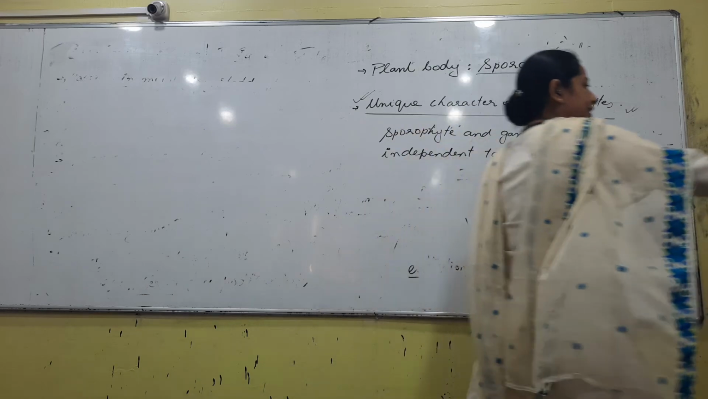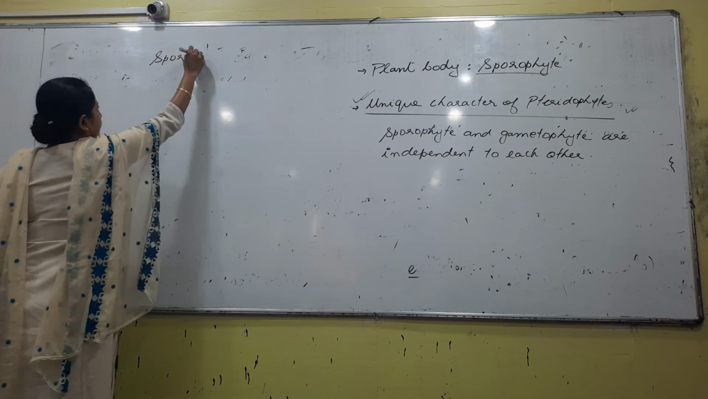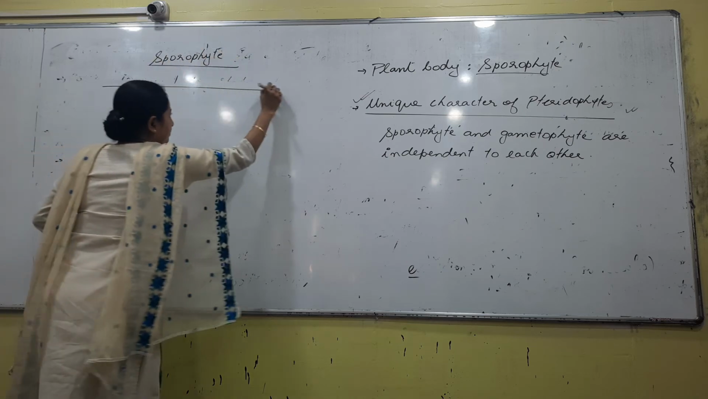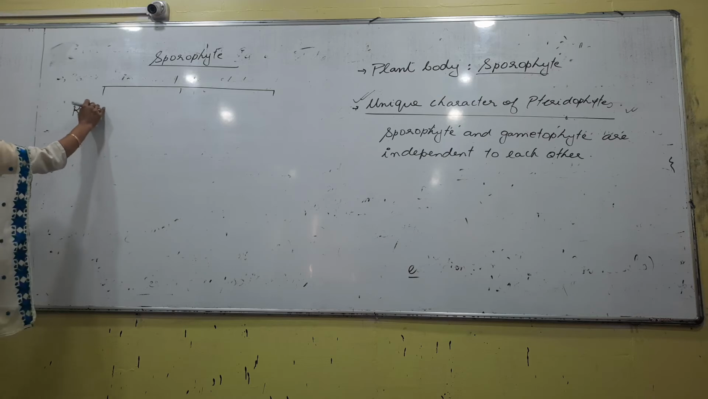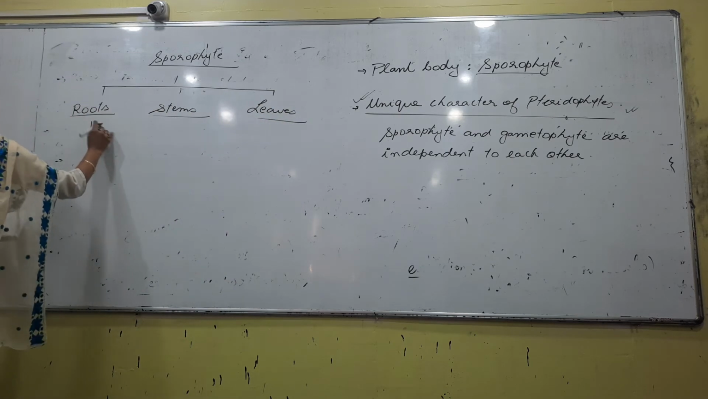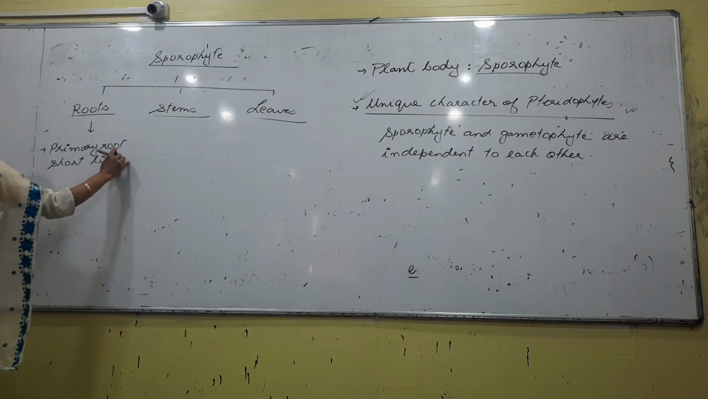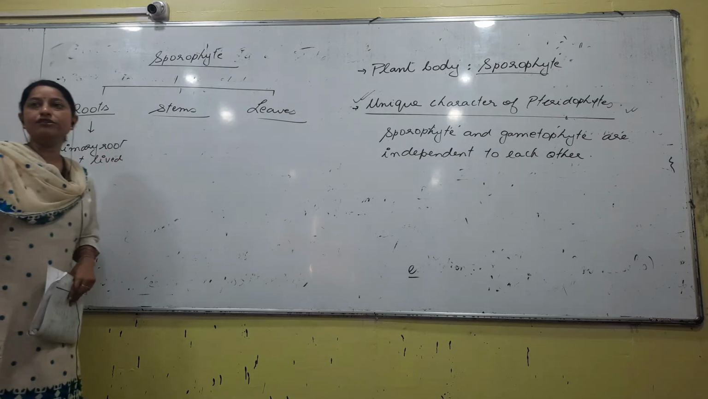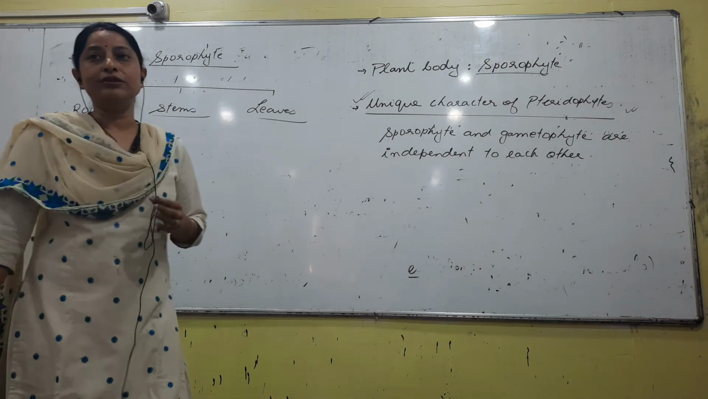Next, since the plant body is a sporophyte, it will have stem, leaves and roots. Characteristics of stem, leaves and roots. If you are talking about roots, generally two terms we talk about, either the taproot system or the adventitious root system. In case of pteridophytes, what is the type of root system that you are going to see?